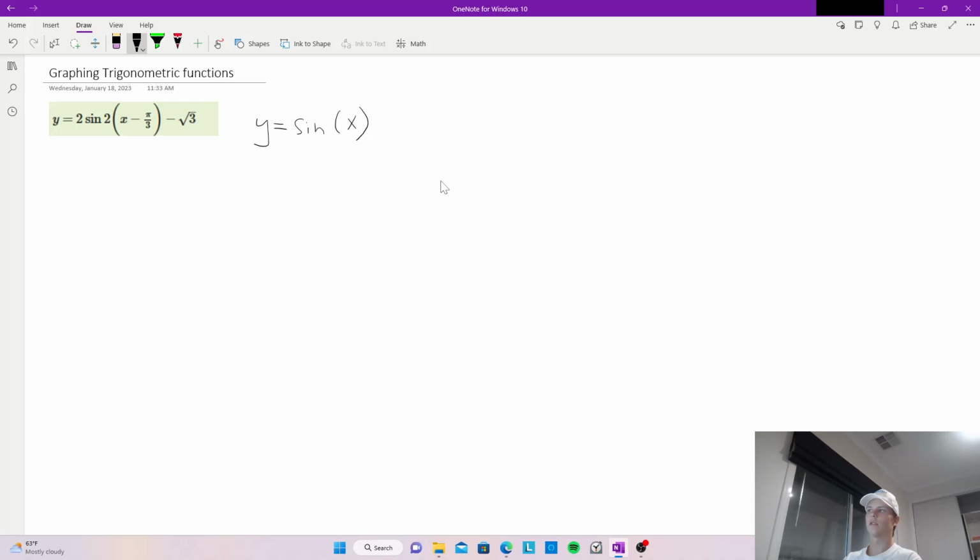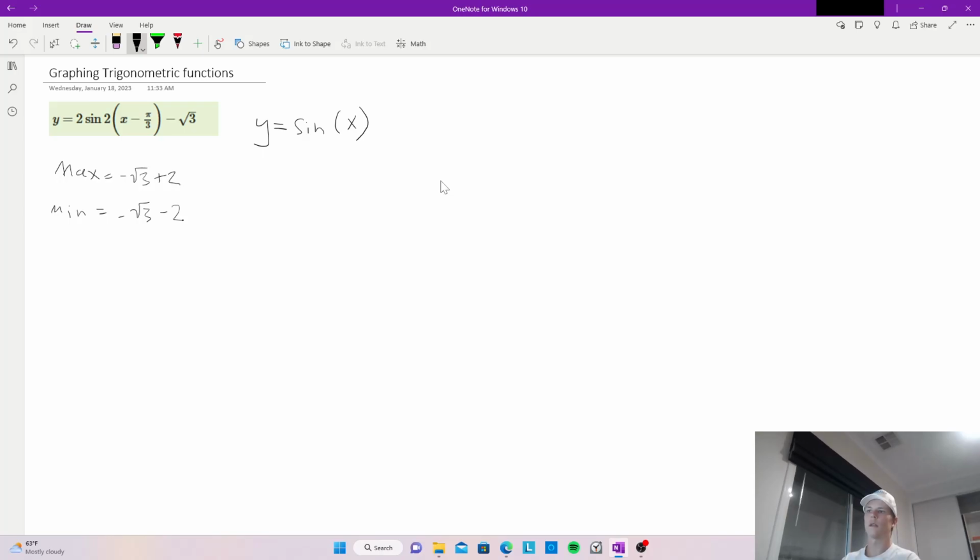So we can see the amplitude's 2, but I guess that doesn't actually matter. We just want to find its maximum and minimum values, really. So we know that the max value of this is going to be equal to negative square root 3 plus 2, and the minimum value is going to be equal to negative square root 3 minus 2. And square root 3, I want to say that is around 1.7 from memory.